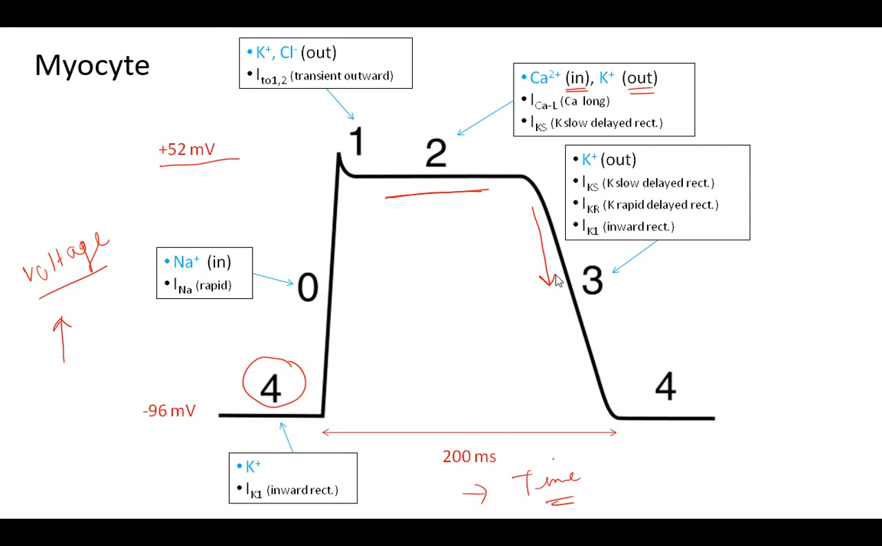In phase 3, the channels which are working are inward rectifying, rapid delayed rectifier and slow delayed rectifier. Again, it comes back to phase 4 to maintain resting membrane potential, where inward rectifying potassium channels are working. And the duration of this whole action potential is 200 millisecond. Okay, 200 millisecond.